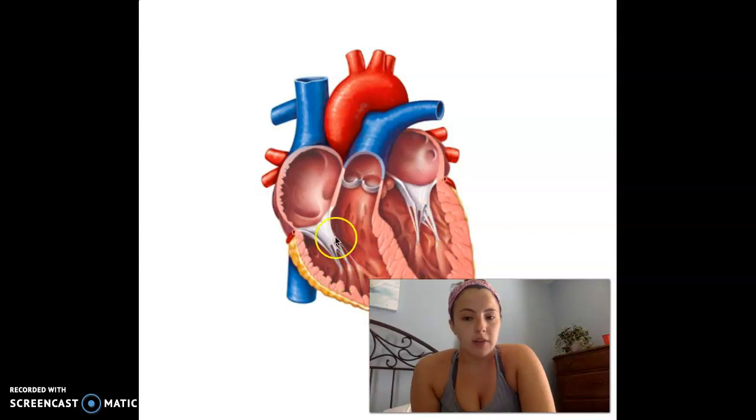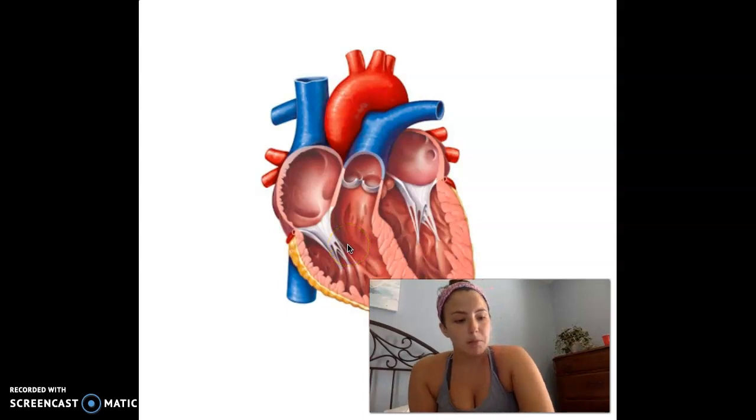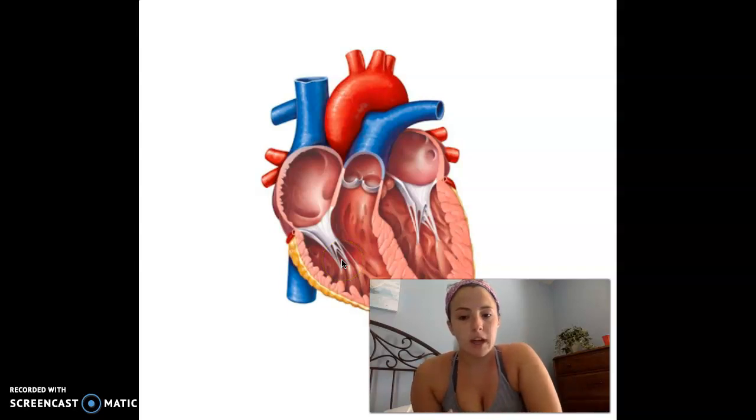Then over here we have the tricuspid valve, which essentially has the same function, but with the right atrium and right ventricle. So when the right atrium fills, the tricuspid valve opens, then closes to prevent any backflow of blood from the right ventricle.